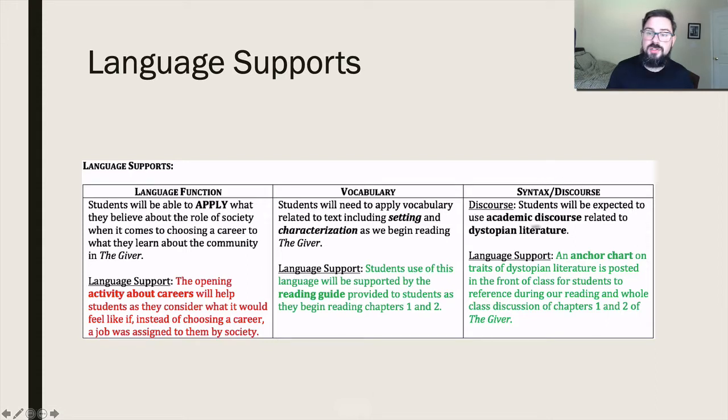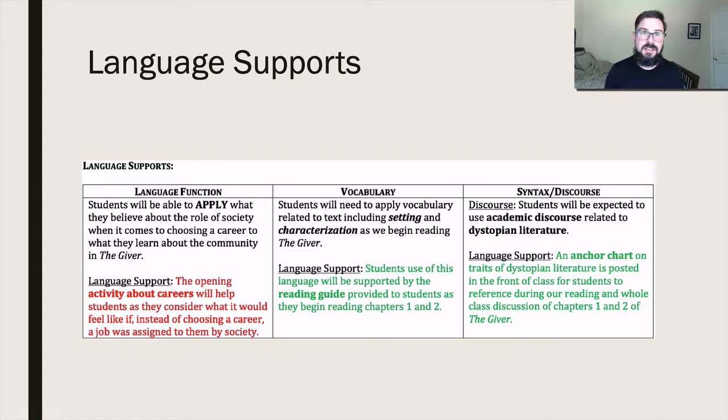And then lastly, I chose between syntax and discourse. I chose discourse, and the academic discourse of dystopian literature is what I focused on. So as I mentioned before, the summative assessment is students will have to create their own utopian society. And so I created an anchor chart, a tool that students can reference throughout the reading of The Giver that I would post in the front of the classroom so that they can see it and reference it to say, oh, that's one element of dystopian societies, and make that comparison. So it's a way of supporting them through that entire process.